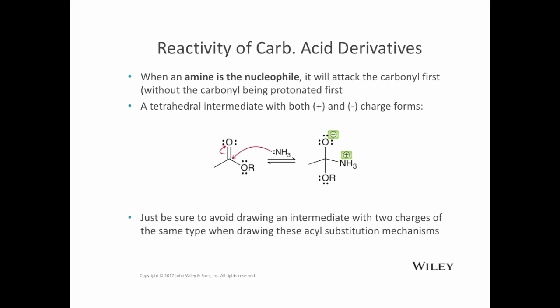When an amine is the nucleophile, it's a very good nucleophile. It will always attack the carbonyl first without the carbonyl being protonated first. So whenever you have an amine as the nucleophile, go ahead and show it attacking the carbonyl carbon first without protonation occurring. If you think back to the imine and the enamine mechanisms, that's what you drew in your first step. You didn't protonate the carbonyl first, even though there was catalytic acid. You had the amine attack first.